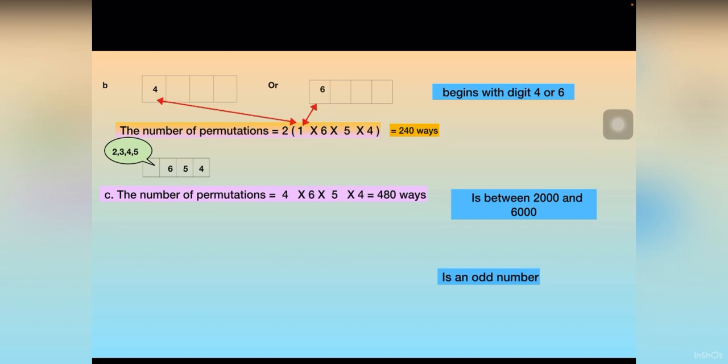Okay, this will be the last part. It is an odd number. For an odd number, we have to go to the last digit. The last digit must be 1, 3, or 5, to make this 4-digit number become an odd number.